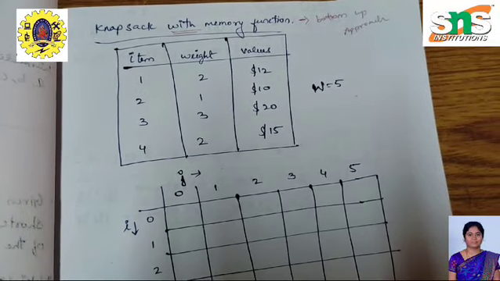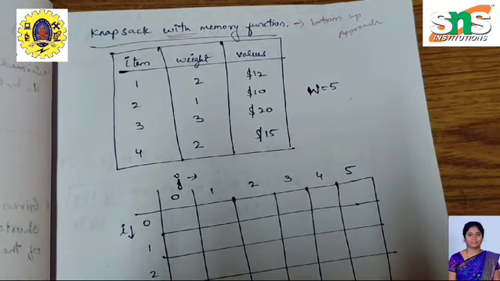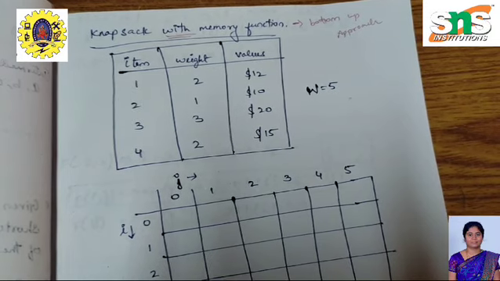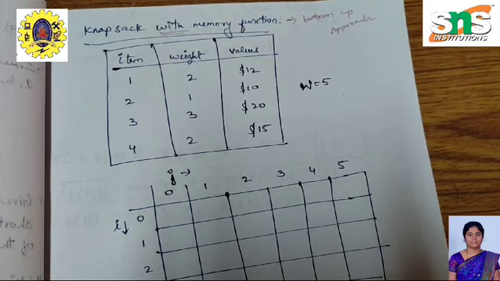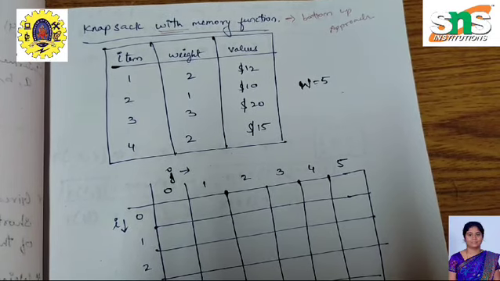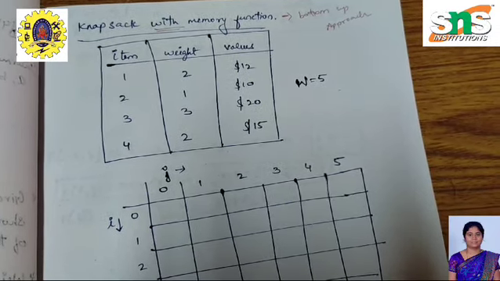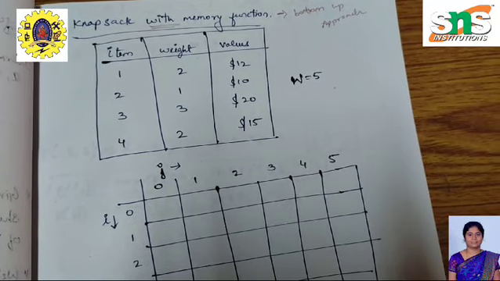Hi friends, in this video we are going to solve the knapsack problem with the memory function. It is also called a bottom-up approach. So for this we have items, weights and values: 4 items, and the respective weights and values are mentioned, with a maximum capacity of 5.